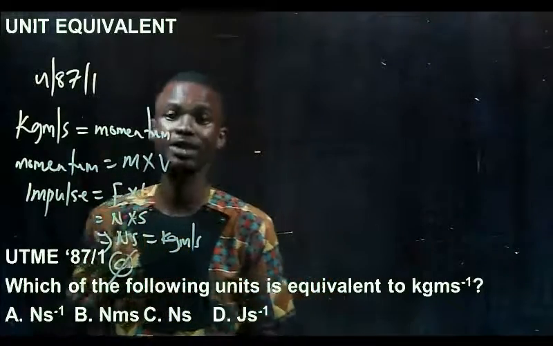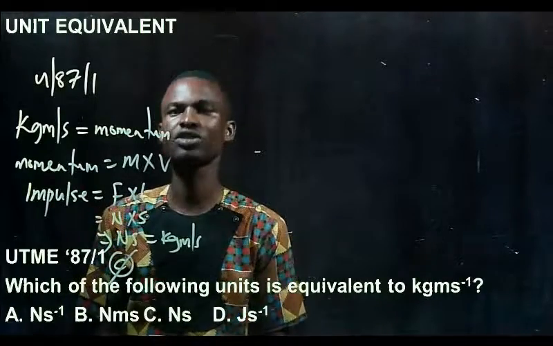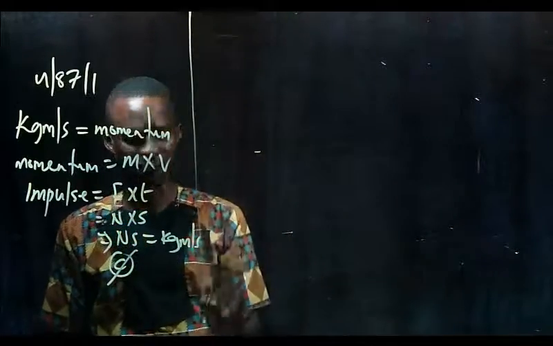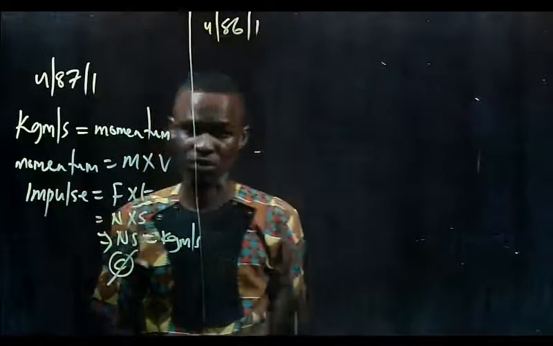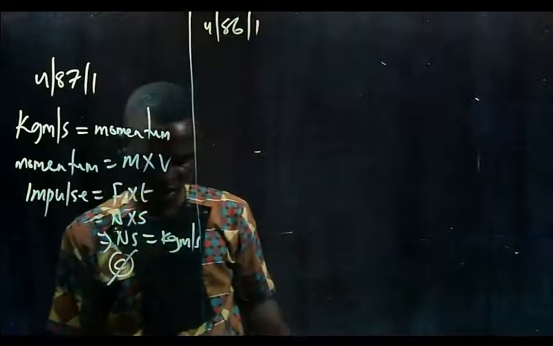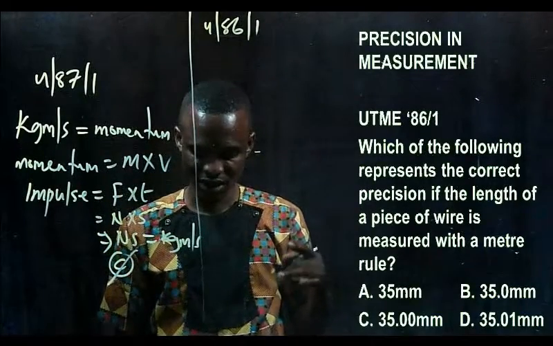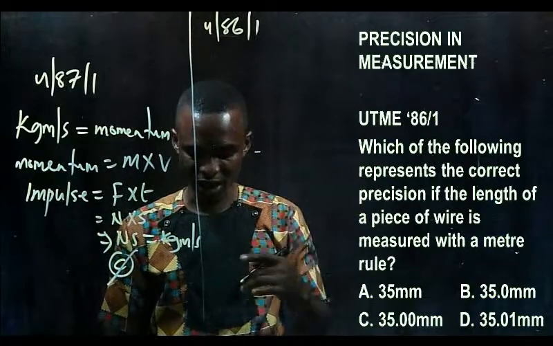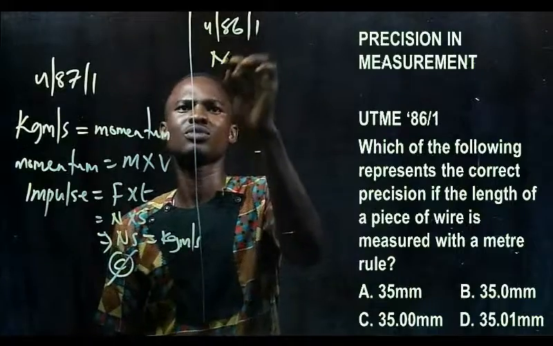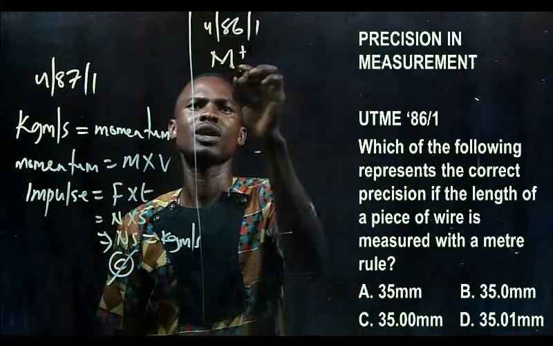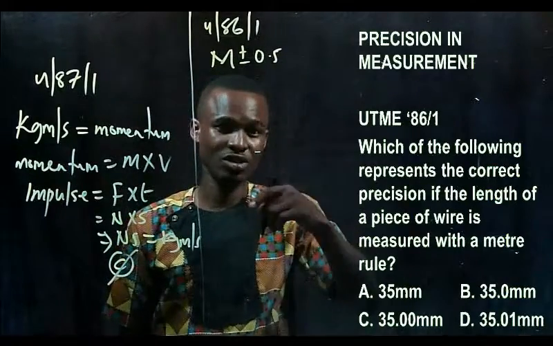Now, quickly again, let me take you to precision in measurement. The first question we have here is UME 86 question 1. The question is, which of the following represents the correct precision if the length of a piece of wire is measured with a meter rule? Let me introduce you to this simple expression: M plus or minus 0.5. Now, 0.5 is the precision for a meter rule.